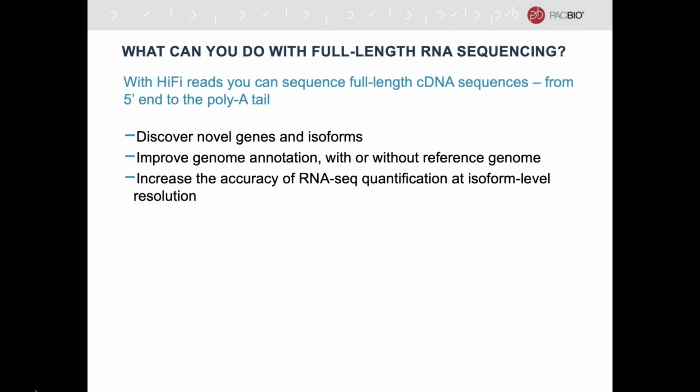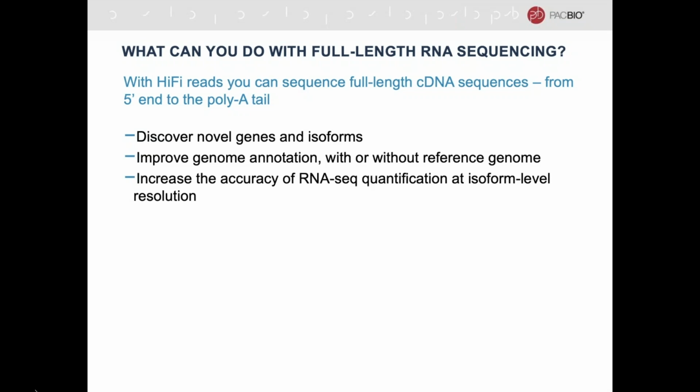With PacBio, we call our full-length RNA sequencing Iso-Seq, and we are sequencing the full-length cDNA. So when I say that, I mean all the way from 5' end to poly A tail. And because we are sequencing the entire transcript, there's no assembly required with RNA sequencing. So it's a very easy approach for this. And with this, you can discover novel genes and isoforms, and you can do this even in very well characterized samples. A lot of people have been using this to improve their genome annotation, and this can be done with or without a reference.